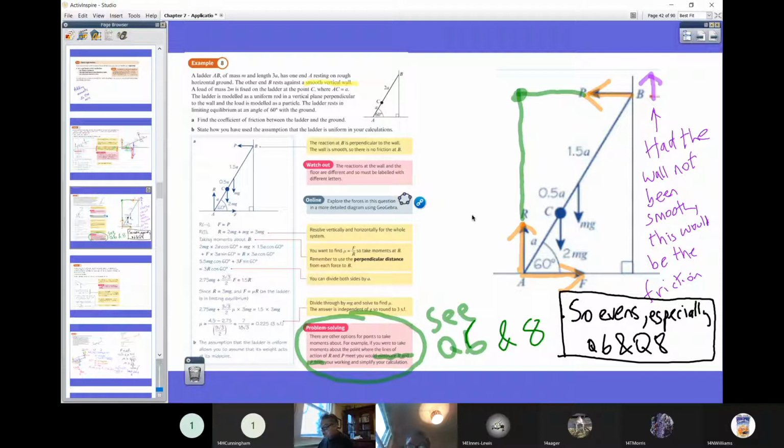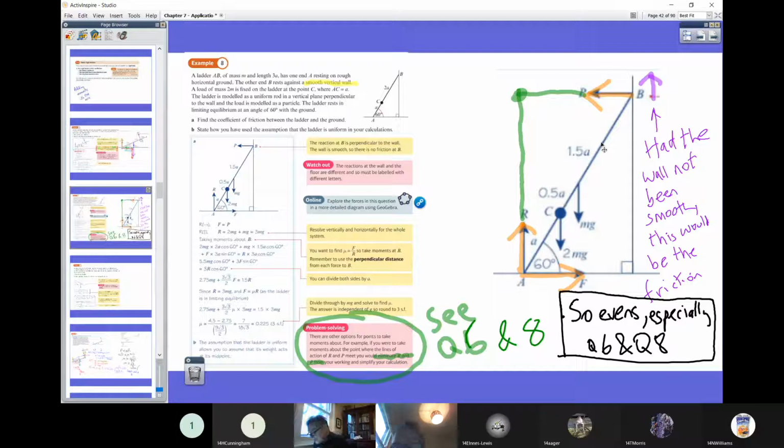Now, with this particular question, we were told that it was smooth against the wall, so there wasn't any friction. But had there been friction, and I think this crops up later on question 8, that friction would be an arrow going upwards on the wall, okay? And again, just think of it, if the ladder was slipping, the ladder would go down the wall, so the friction is going upwards. So please be very clear about those orange arrows, which were part of example 8, and the purple arrow, which would just potentially have been a force here, the friction, had the wall not been smooth.